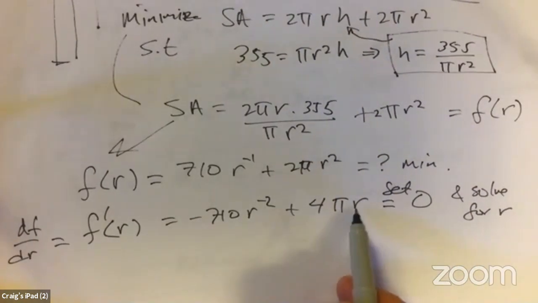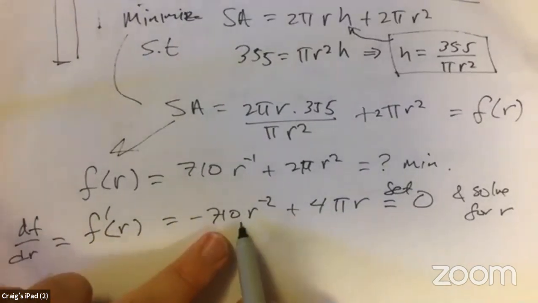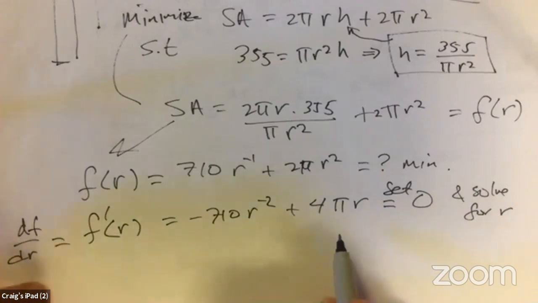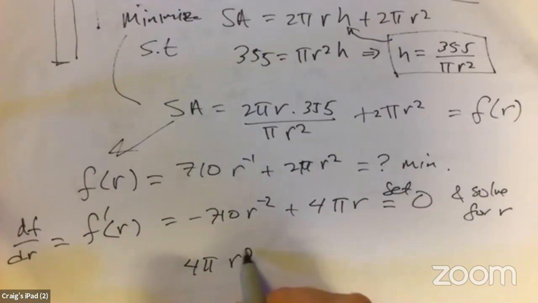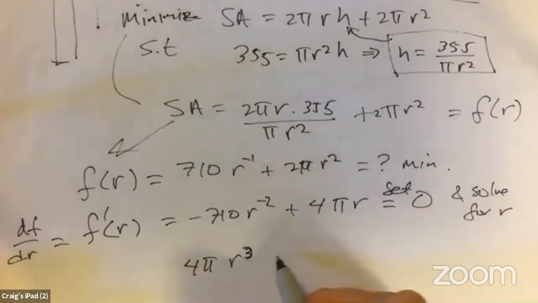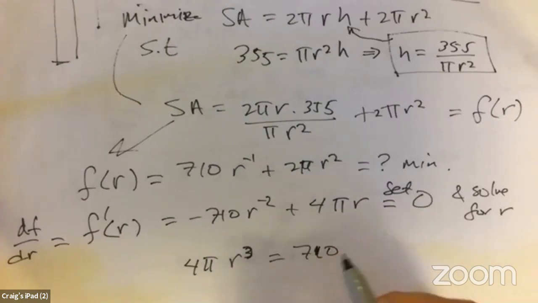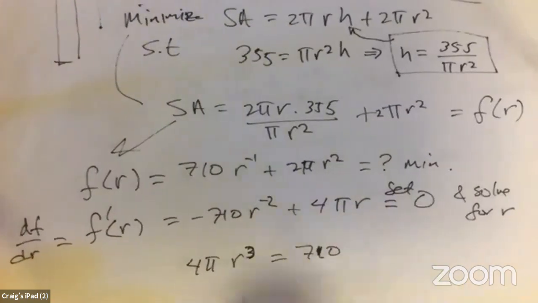Okay, so I need to find what's the r that makes this 0. Well, simple algebra here. I'm going to move this one over to the other side and multiply by r squared. So when I do that, I get 4 pi r cubed on this side. When I multiply everything by r squared, I get r cubed here, and the 710 on the other side becomes positive, and then I multiplied that by r squared, so we're done.